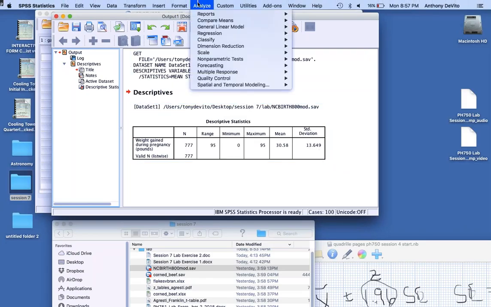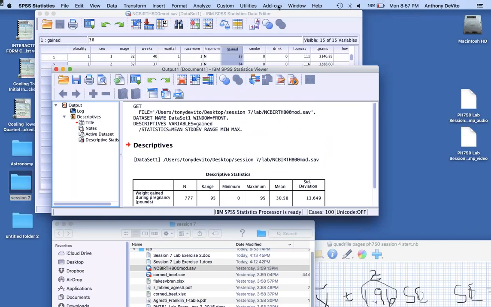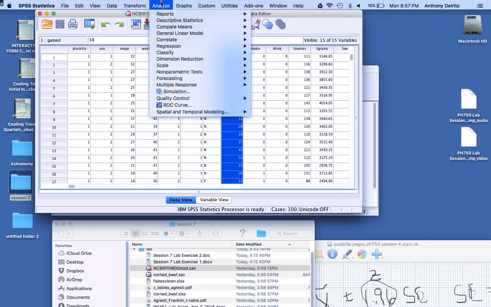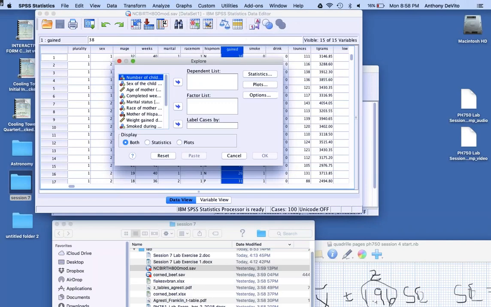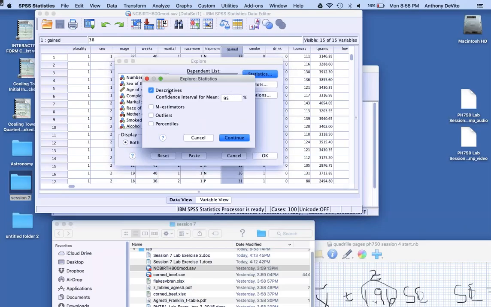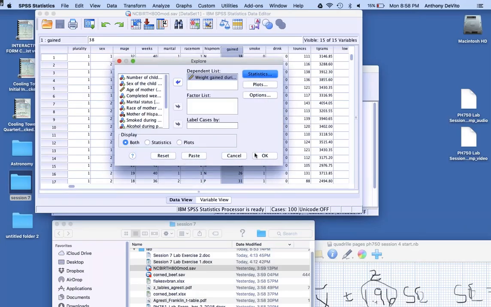In fact, I'm going to go back up here. I'm going to go to Analyze. I had something that just disappeared there. Analyze, Descriptive Statistics, Explore. I'm going to click on Explore and put the weight gain during pregnancy into my dependent list, the number that I'm going to analyze. I'm going to go to Statistics and it's already checked off that it's going to do a number of descriptive statistics for this numerical variable. So I'm just going to go ahead and say okay.